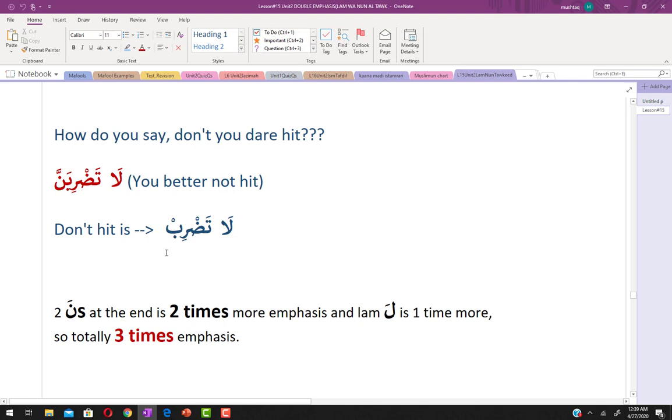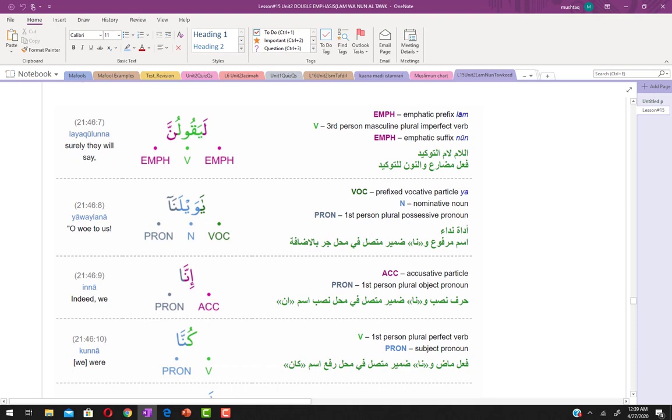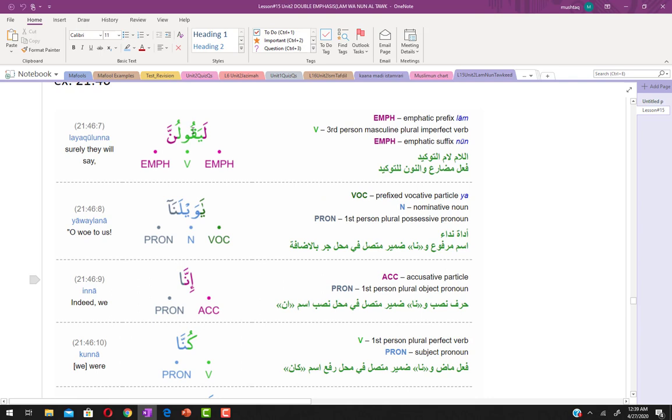So here we have the two noons at the end, which is two times more emphasis, and the lam is one more time. So totally this is three times emphasis. So much emphasis, like a lot. لَيَقُولُنَّ يَا وَيْلَنَا إِنَّا كُنَّا ظَالِمِينَ. So here we have لَيَقُولُنَّ, right? So this is قَالَ يَقُولُ. So we have لَامُ التَّوْكِيد, and then we have نُونُ التَّوْكِيد. Surely they will say, oh woe to us, indeed we were wrongdoers. May Allah subhanahu wa ta'ala not make us among them. Ameen.